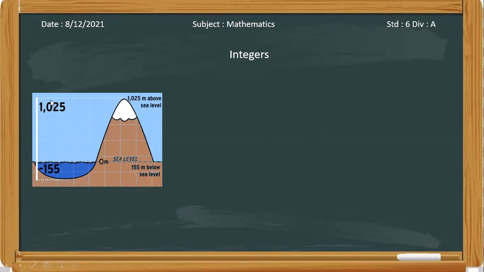See, above the sea level, below the sea level. This minus 155 is the distance below the sea level. So this 1025 meter is showing the height of this hill above the sea level, and this is the depth of this hill below the sea level, which is minus 155.